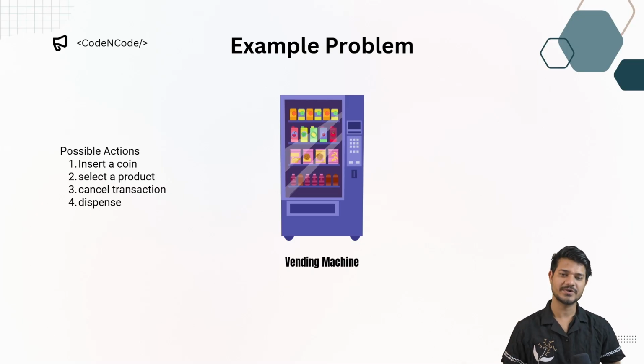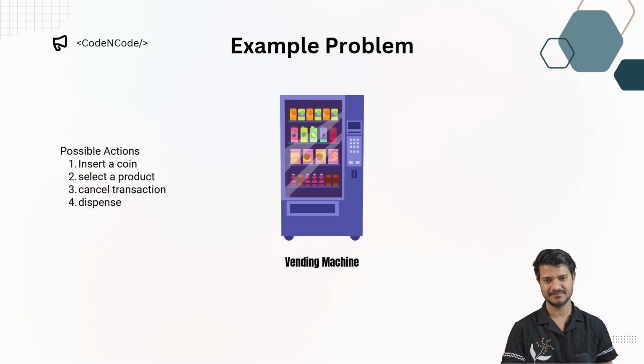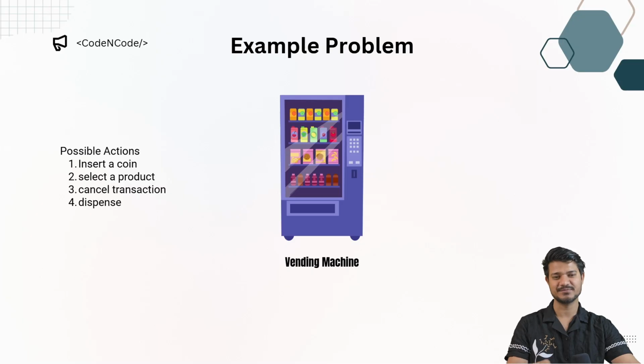Now, all of these operations depend on the state of the vending machine. For example, now you're going to insert a coin. Of course, the vending machine will accept it. But what if it is already in the dispense state? It is already dispensing a product, it won't accept the coin at that time, right? So the behavior of the system changes based on its state.